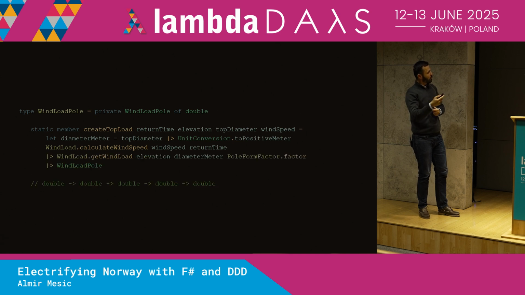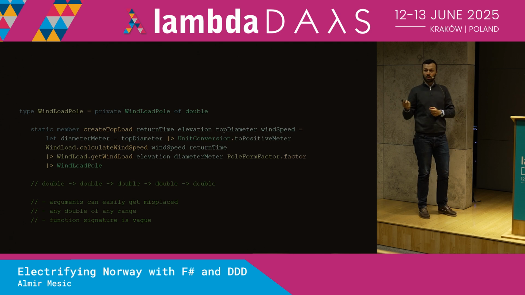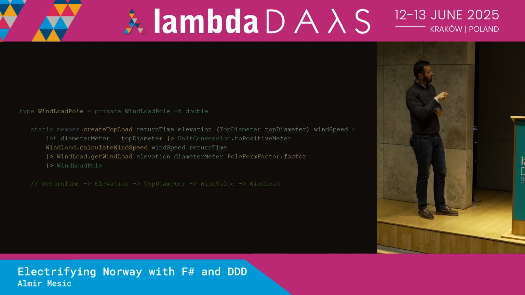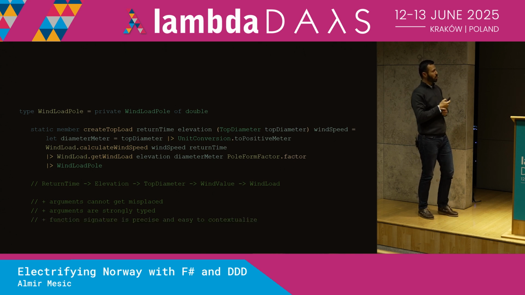And let's imagine for a second, this is the type signature. That's not ideal, right? Arguments can easily get misplaced, any double or any range, and the function signature is vague. So the way our code looks is like this. We have return time as its own thing, elevation its own thing, top diameter, wind value, and then wind load. So yeah, arguments cannot get misplaced, they are strongly typed, and the function signature is precise and easy to contextualize.